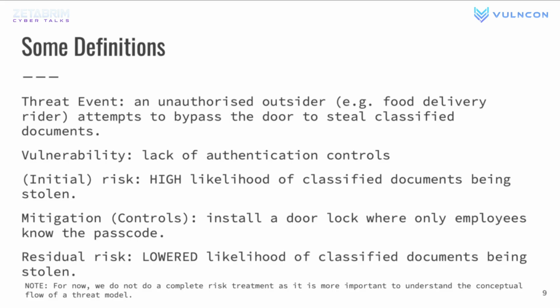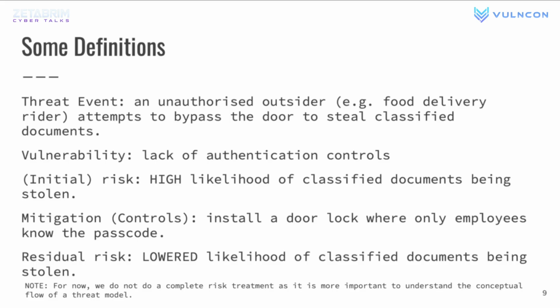So normally most food delivery guys are trusted, but imagine that perhaps this food delivery guy has a really bad day, and he wants to earn a quick buck from you, unfortunately, right? So maybe he tries to bypass the door to steal classified documents. For example, maybe you order Zomato in the office, and this guy notices that there are some documents on the table, right? So he may try to steal them while performing food delivery. So that's an example of a threat event, right?